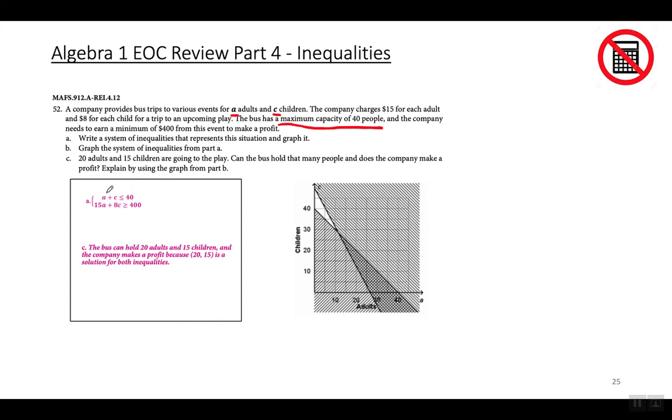And then the bottom has to do with the money. It's $15 for each adult, $8 for each child, and the company needs to earn a minimum of $400 to make a profit. So they've got to be equal to 400 or greater than 400 to make a profit. And then you just test 0, 0 to figure out which side to shade.